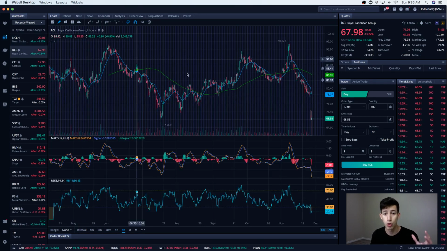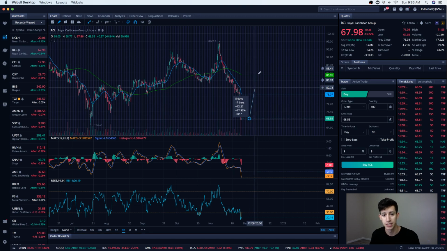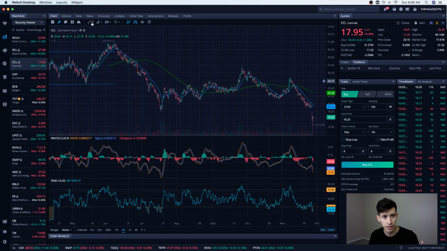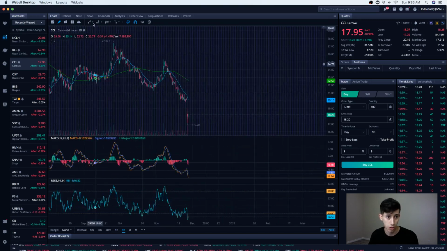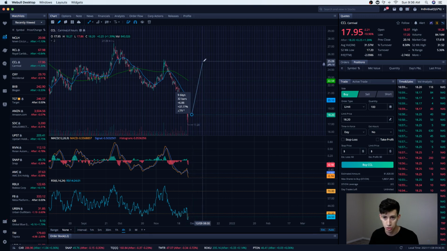We got Royal Caribbean. Again, look at this huge drop all the way down to $68, just when cruise lines were about to fully get back to business. This restriction comes back into play. From $95 to where we're at right now, that's a 40% ROI. Carnival Cruise Line, one of the biggest cruise line companies out there. From where we're at right now, if we were to make a recovery to previous resistance levels, which is just at $25, that's about 37% ROI.